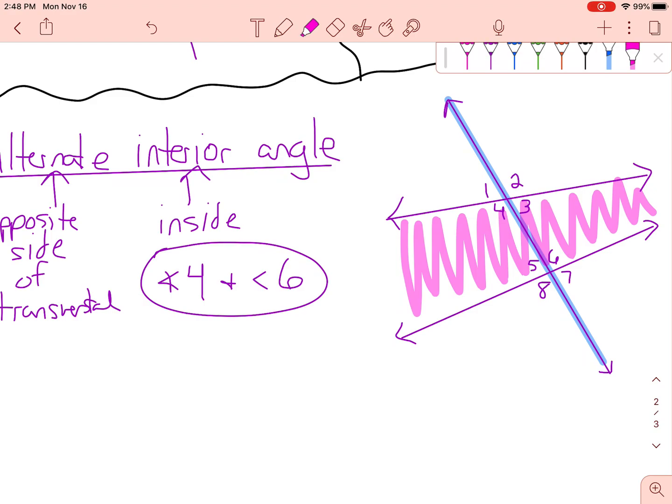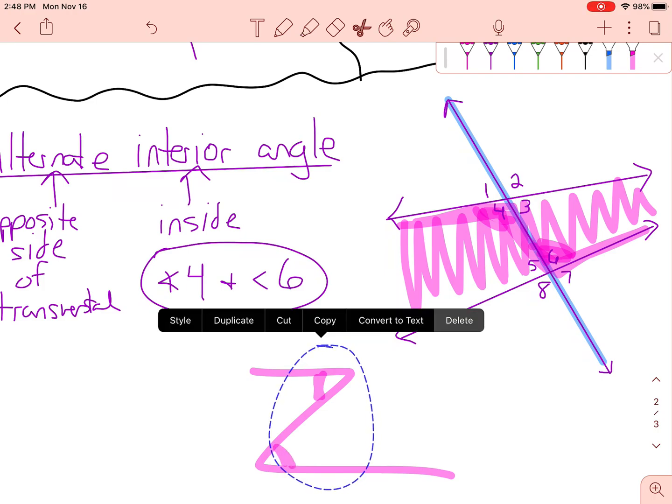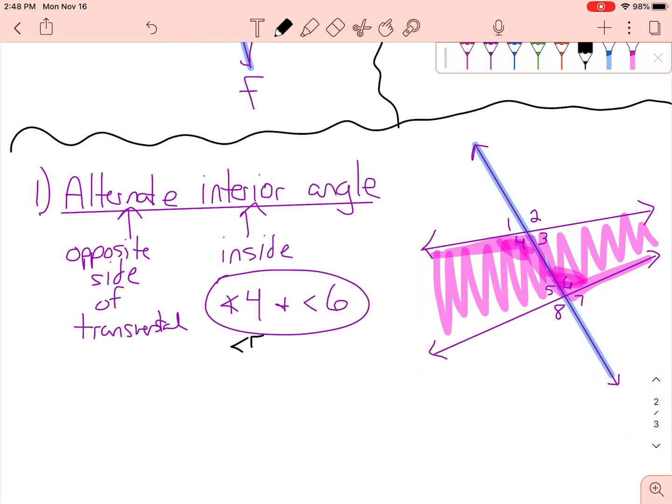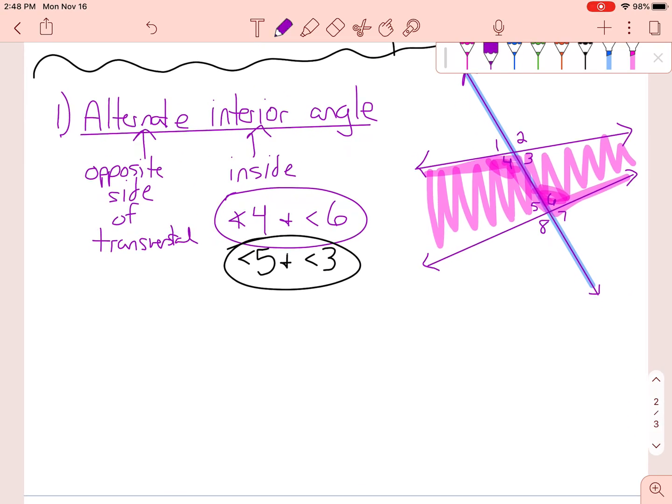My crazy algebra teacher actually came in and started drawing Z's all over the board, and that's how I remember them. If you look at the Z that I'm drawing, 4 and 6 are in the little crooks of that Z. That's how I always find my alternate interior angles: I draw my Z. The same thing holds true if you draw your Z backwards like this. So your 5 and your 3 are also called alternate interior angles. Angle 5 and angle 3 are another example of alternate interior angles.